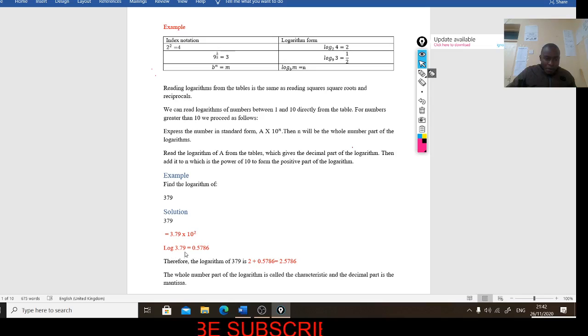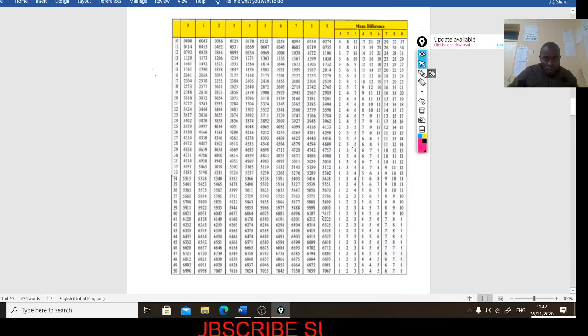So that means I read this from the table, 3.79. I'll find 0.5786. How do you read from the table? 3.79, you go into your table. If this is your table here, you read 3.79. So 3.7 you realize is here. Some others will write in form of points and others will write in whole numbers, but these are points because it must be between 1 and 10. So this is 1.0, 1.1, 1.2, 1.3, and now we are talking about 3.79.